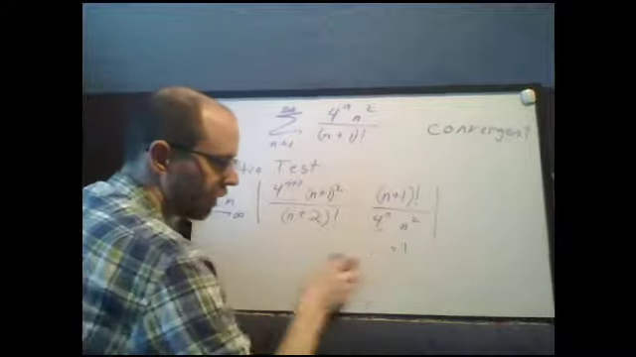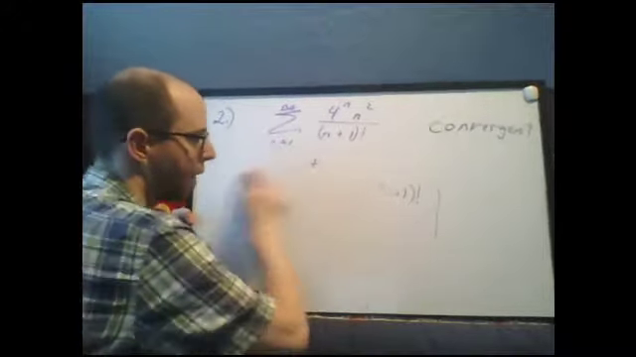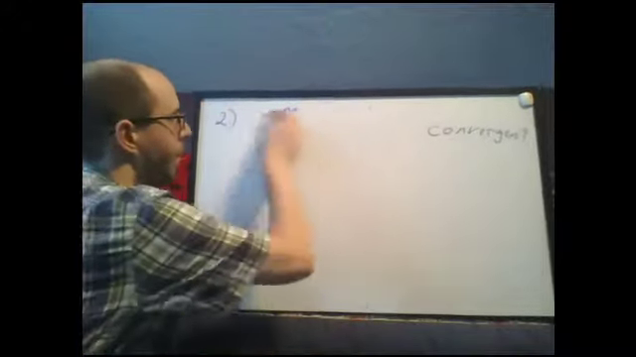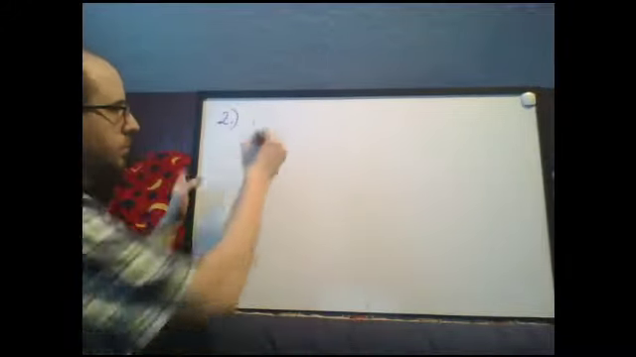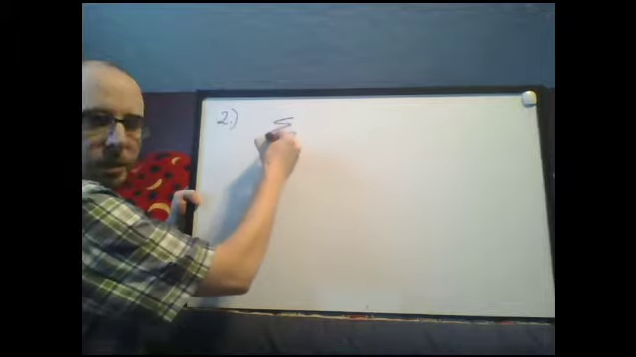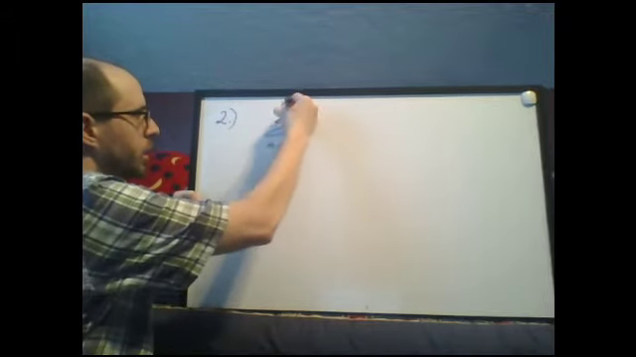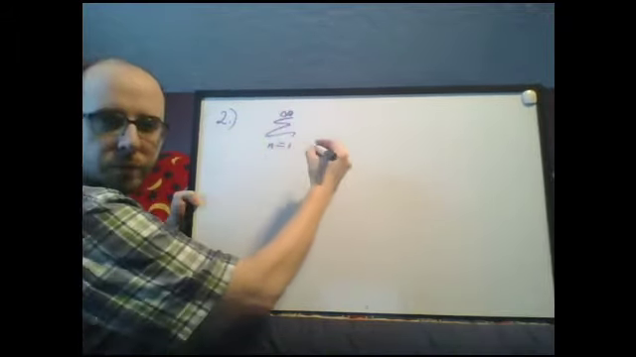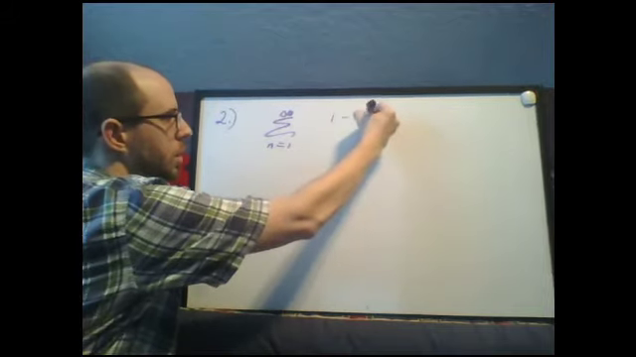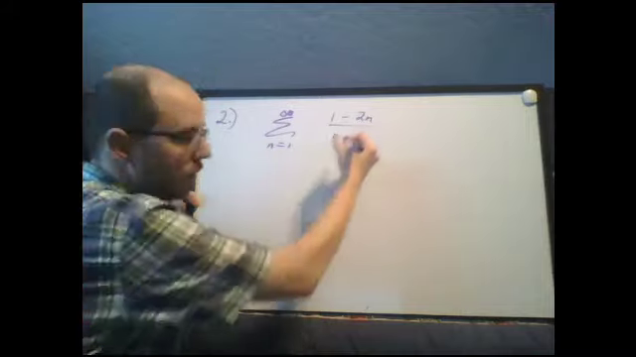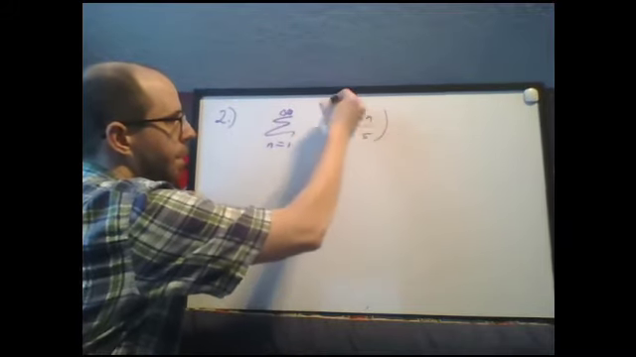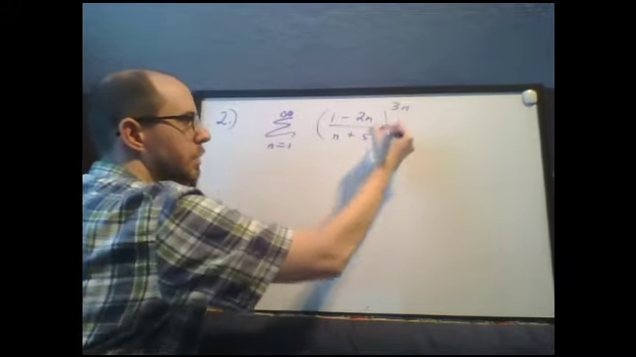All right, so one more. Summation from n equals 1 to infinity of 1 minus 2n over n plus 5, raised to the 3 times n power.